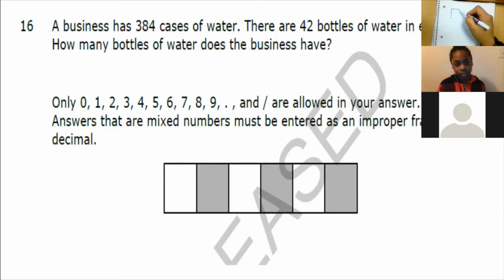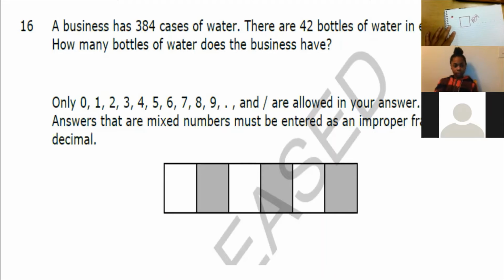So what I would do, I would just remind myself there are these cases, right? And there are 384 of these. And I'm just gonna go like this. They go on and on and on. And now there are 42 bottles in each case. I can't draw 42 bottles in this small square. So maybe I just want to remind myself and just draw one bottle and say 42 bottles, right?